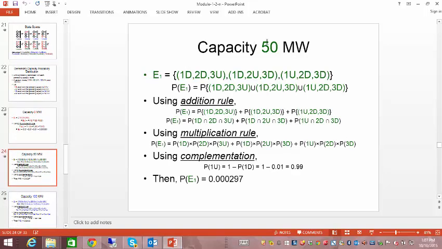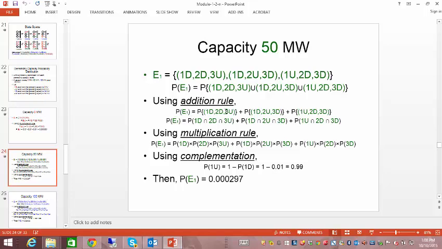Similarly, you can have capacity level of 50 megawatts, and this event is defined by either 1 and 2 down, 1 and 3 down, and 2 and 3 down. So this means that the probability of this is the probability of this, or this, or this, or any combination. So since these states are disjoint, we can basically add up the probabilities of these various states, various events, I mean.